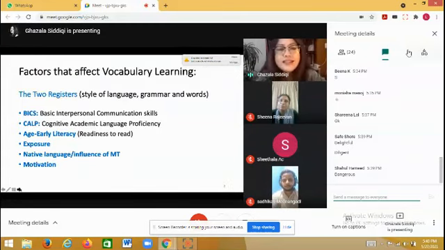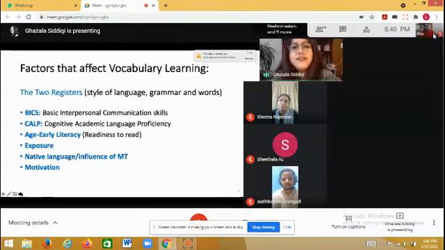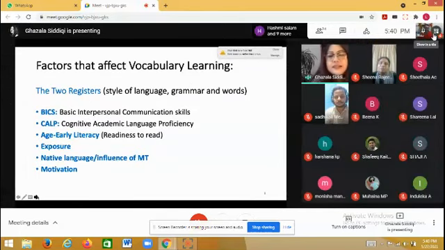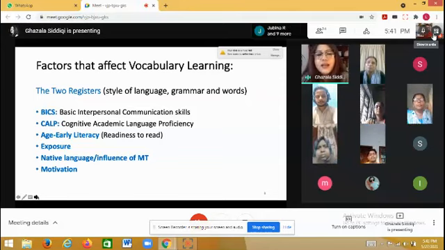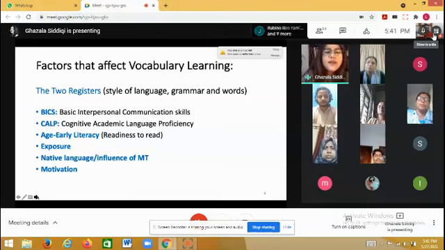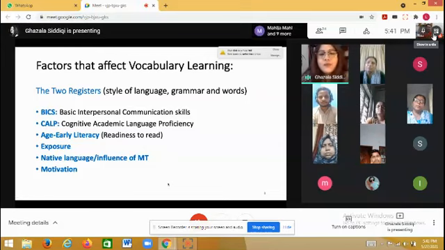Now, this is something that is, again, I would call it very technical, because there are certain terms that we teachers must know. Factors that affect vocabulary learning. When you are teaching them vocabulary, there are lots of techniques. Like what we were doing right now can also be termed as scaffolding. You scaffold words. Now here we are talking about two registers.